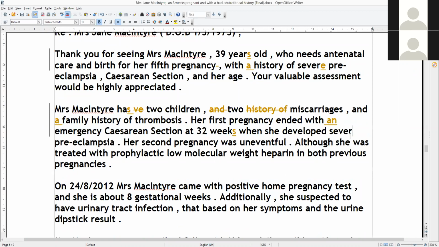She developed severe. Now, what's the difference between severe and sever? To sever means to cut something off. Severe means intense. You know, so make sure that you use the right word. Severe pre-eclampsia, second pregnancy level.